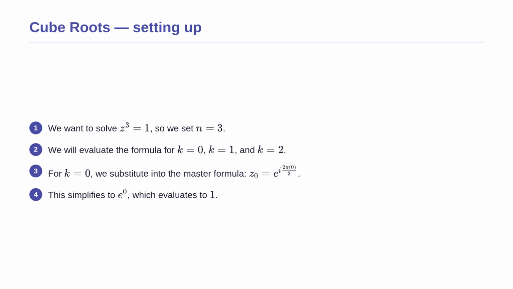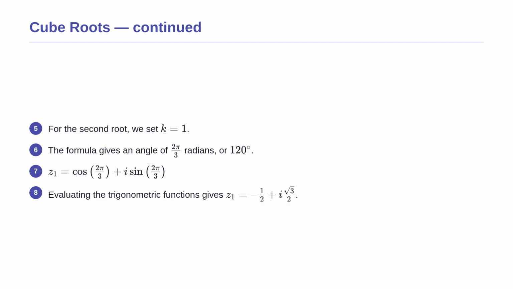For our first root, we plug in k equals 0. The exponent becomes 0 and any non-zero number raised to the power of 0 is exactly 1. This makes logical sense because 1 times 1 times 1 is simply 1. We have our first root.